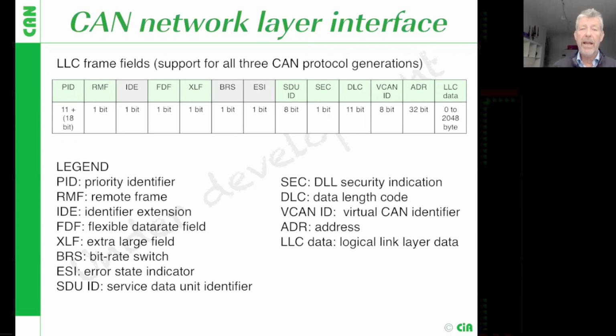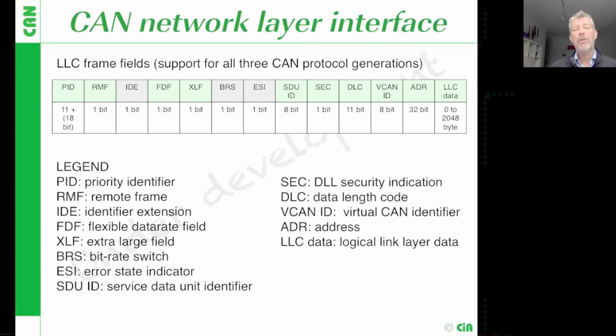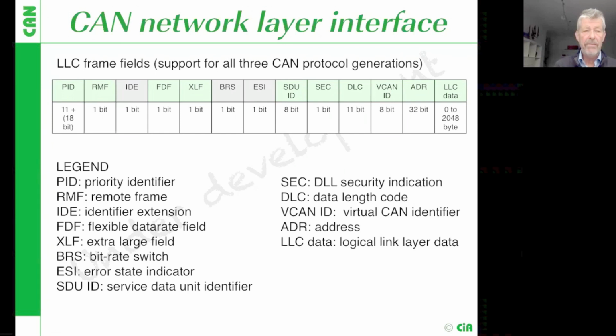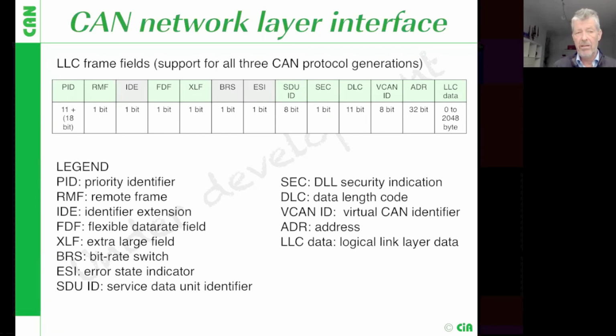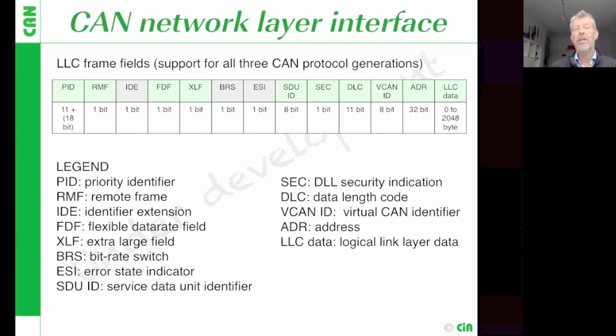What we need in any case is the PID. The PID is the priority identifier, which you may know as the CAN identifier in classical CAN and in CAN-FD. In CAN XL, is this just an 11-bit field? So the remaining 18 bits are available on the software interface, but they are not used for the CAN XL protocol.